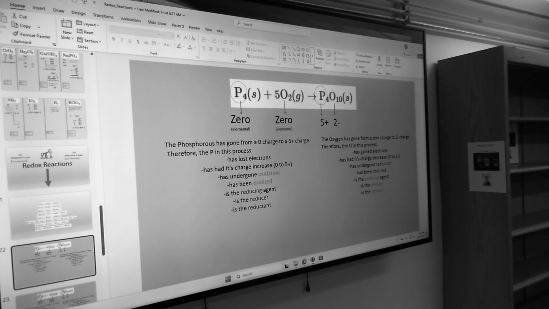I swear this is what makes redox confusing. It's all this verbiage and wording. It just gets very confusing. So on the next few slides, I stated everything here. Here's the real weird twist.